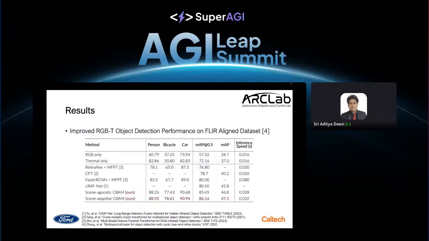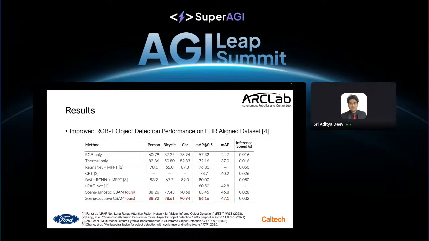Now we show some of the notable quantitative and qualitative results of our method compared with the state-of-the-art fusion modules for object detection on three multimodal datasets. First, we achieved the best RGB thermal object detection performance on the FLIR-aligned dataset for all object categories, namely person, bike, and car. Here, the scene-agnostic CBAM refers to our model with only one set of fusion modules trained on images from all scene categories. The large margin of our scene-agnostic model over the existing approaches shows the advantage of our method in leveraging pre-trained single modal datasets. Our scene-adaptive model further improves the performance of our scene-agnostic models, which clearly shows its adaptable ability for various scenes.